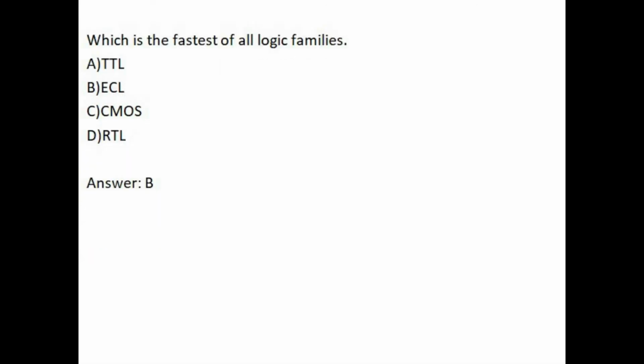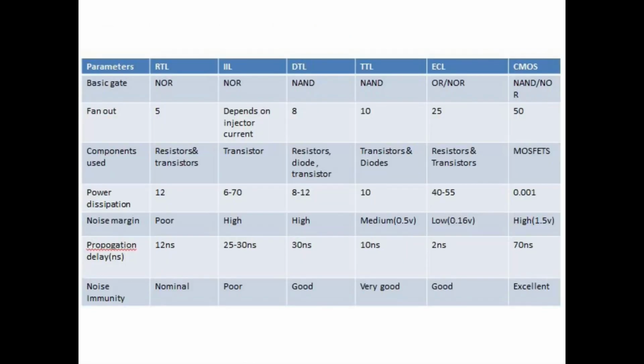Next question, which is the fastest of all logic families? TTL, ECL, CMOS and RTL. The fastest of all logic families is ECL. It has low propagation delay, that is, speed is high. So these are some of the questions asked in previous examinations. Keep this table in mind so that you can answer questions based on these logic families. Thank you.